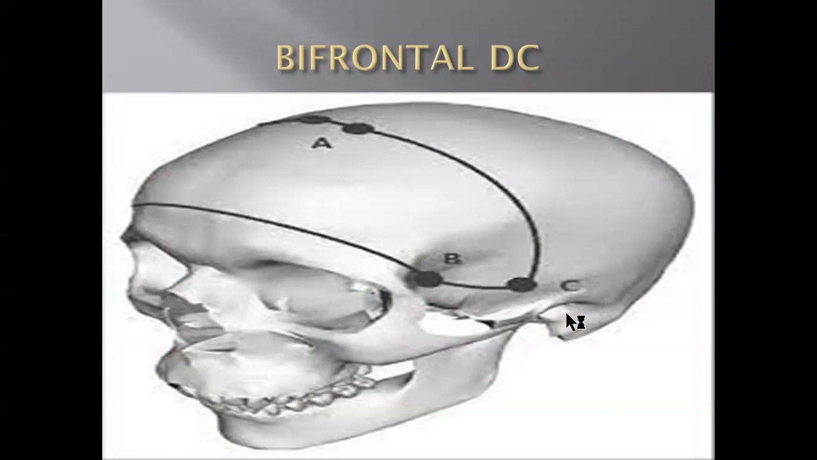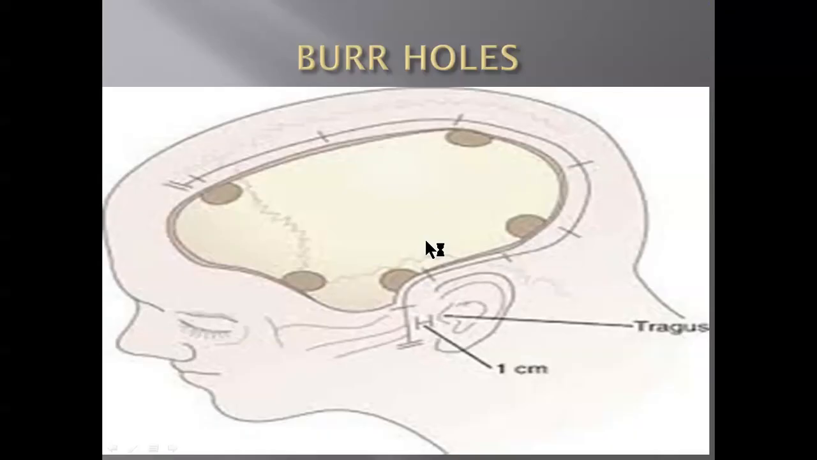Now let's talk about the bifrontal decompressive craniectomy. Here we can see the indication for the hemicraniectomy. It is basically done on the non-dominant side, that is, on the right side. But suppose the lesion is on the left side, as we can see here. In that case, it is done on the left side as well. So it can be done. That's about the hemicraniectomy.